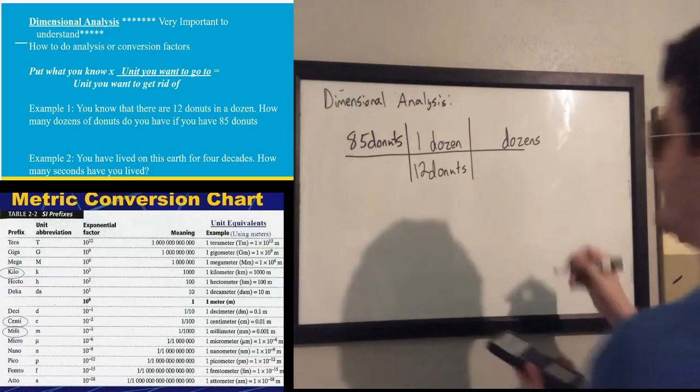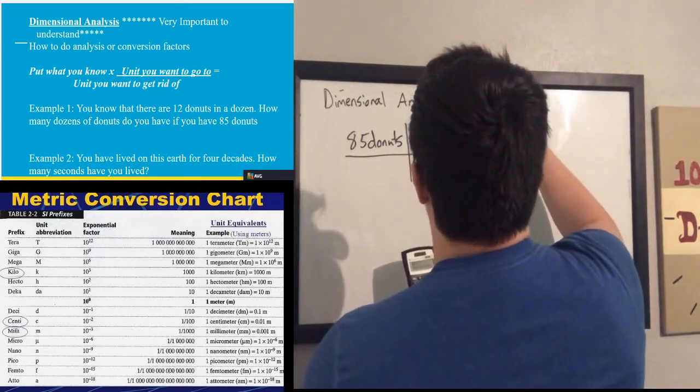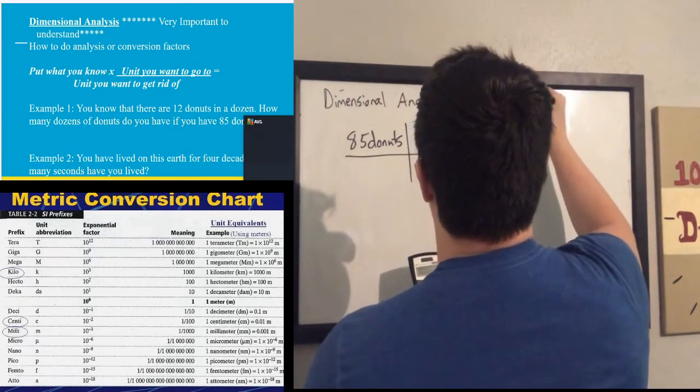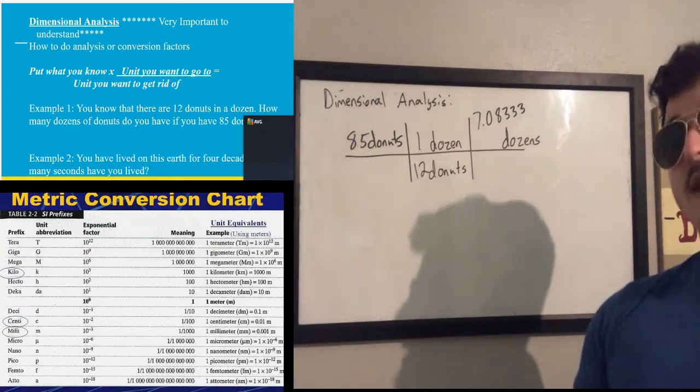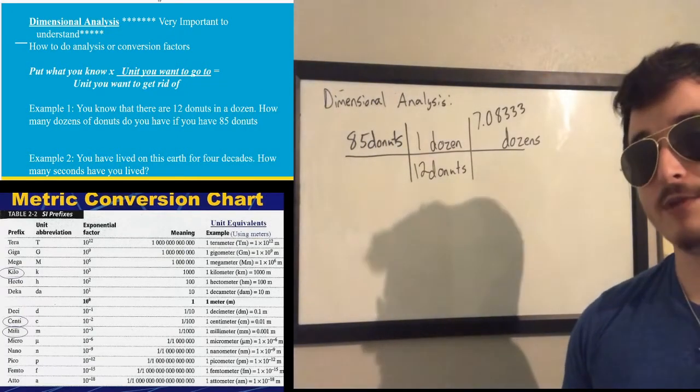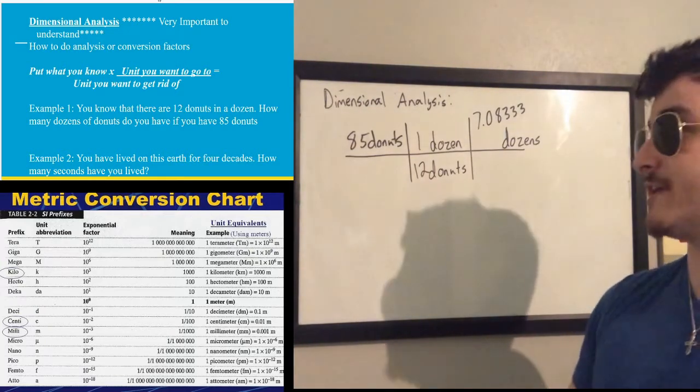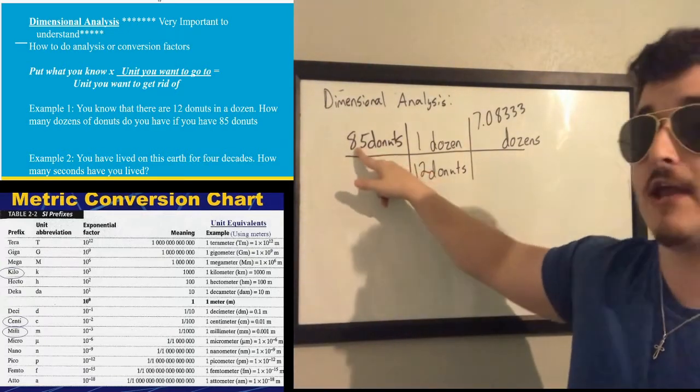So now, our final answer that we get in our calculator is 7.08333333 repeating. What are we going to do with that answer? Well, we have to pay attention to sig figs. The only thing that is going to matter to your sig figs is the initial value that they are giving you.